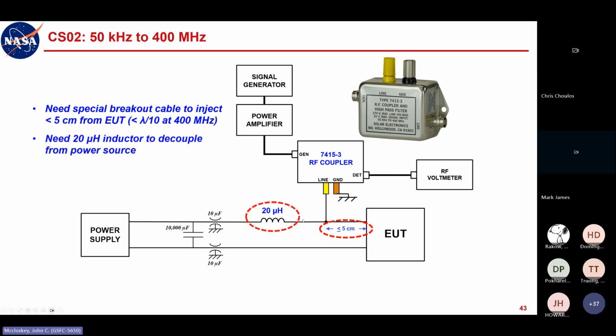The other thing is you're trying to inject the signal here, right? But then you've got this capacitor network to decouple from your power source to actually be able to get your desired injected potential here. So it was two things requiring a configuration change specific to this test. You needed a breakout cable to put in place to inject your signal at the desired location, and you also needed this 20 microhenry inductor to hook in series with the power feed.